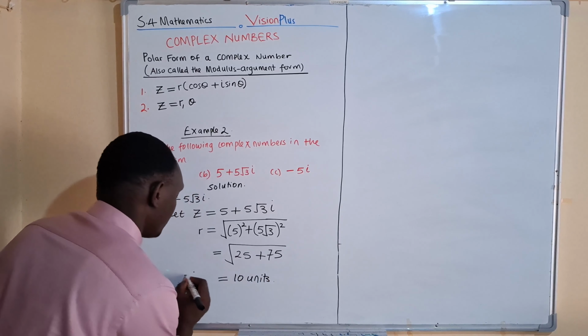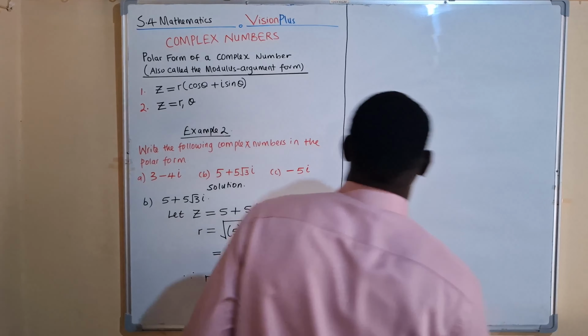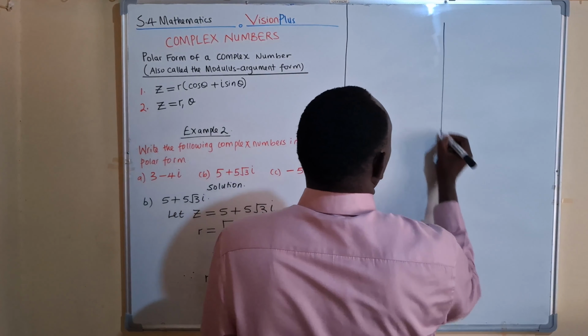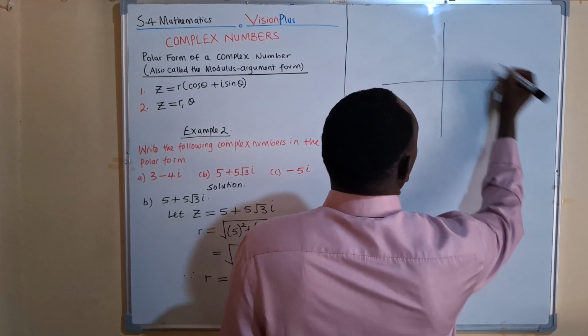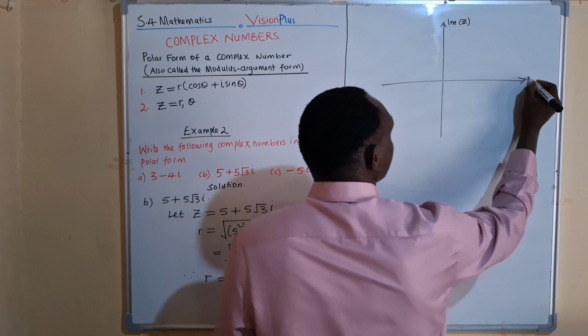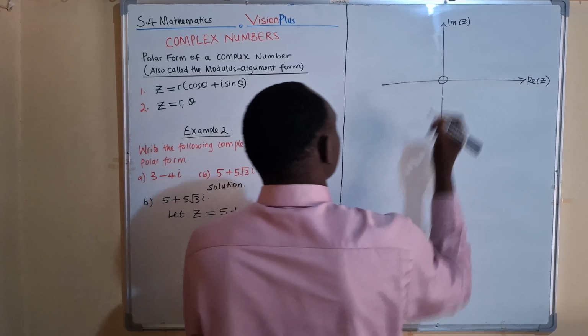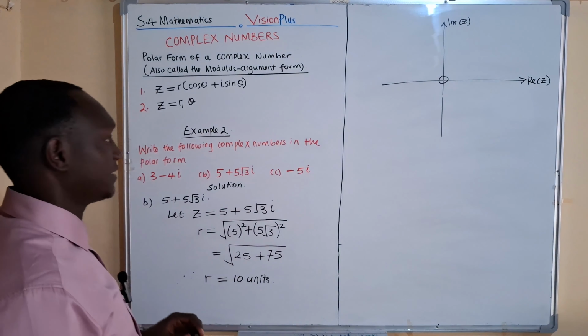That is the value of r. Now let us go on to find the argument of the complex number so that we can write the polar form. So we come and represent it on the Argand diagram. This is the imaginary part of z. That is the real part of z. This is the origin of the complex number.